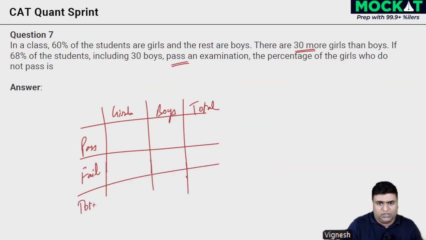Now, what is the total number of students over here? We don't know. An absolute value is given to link it up. Okay, let's look at this. 60% are girls, 40% are boys. There are 30 more girls than boys. 60% minus 40%, 20% of total, right? How many more girls are there than boys? 60 minus 40, 20% of total. That's nothing but 30, because we have 30 more girls than boys.